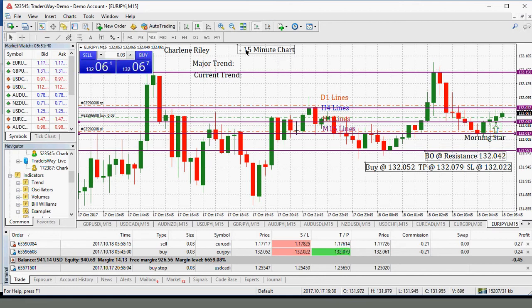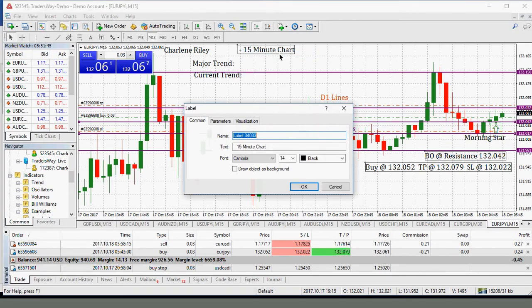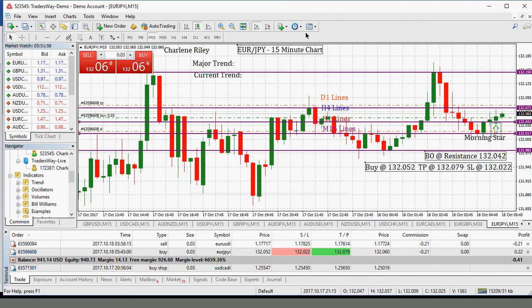So, I didn't even name this. I didn't say what this is. So we have the Euro JPY, the major trend up and down between support and resistance zones, no definitive up or down. So this is consolidation.